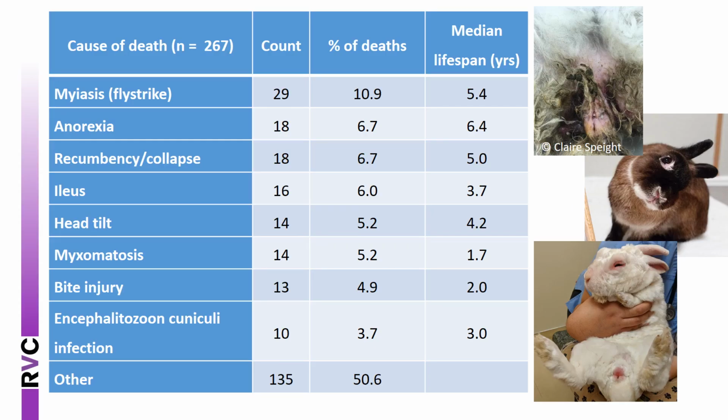When we look at the causes of death, the most common cause of death is fly strike, myiasis, which is a really unpleasant way to die. Anorexia, very general cause. Recumbency, head tilt was very common. Myxomatosis, 5% of rabbits under veterinary care died from myxomatosis. This is a viral disease that's preventable by vaccination. So again, we can start to see some major issues here, a lot of which are related to husbandry.